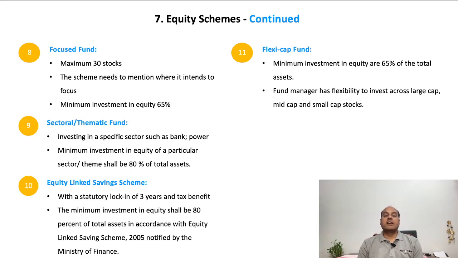Next comes flexi cap. Flexi cap is where the fund manager has the flexibility to invest across large cap, mid cap, and small cap. There is no requirement that you have to have 25% in each of these three: large cap, mid cap, and small cap. We don't have such criteria here as there were in multi cap. Flexi cap gives flexibility to the fund manager. But 65% of the total funds should be invested into equity.